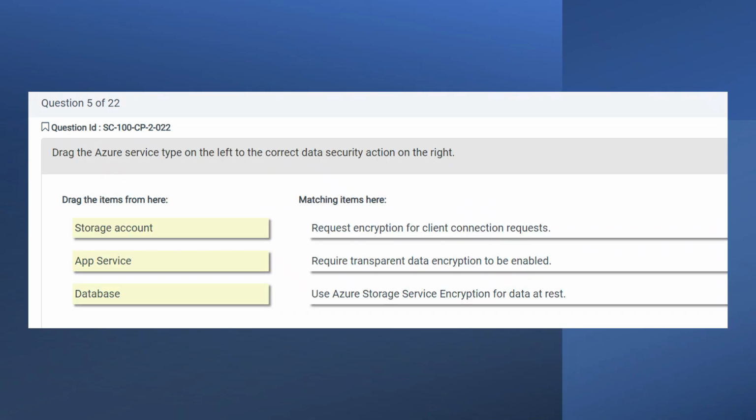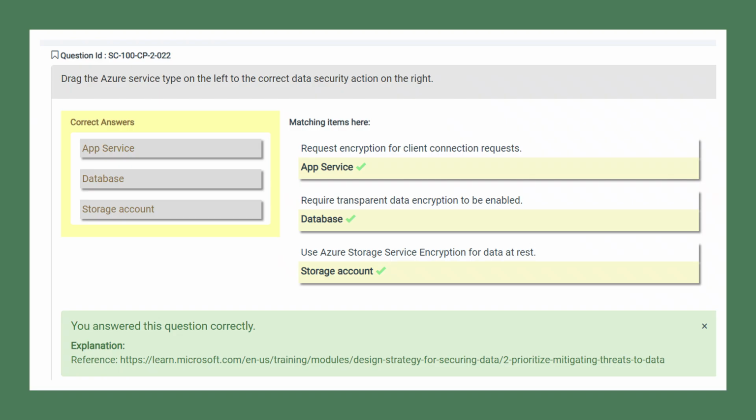Question 5. Drag the Azure service type on the left to the correct data security action on the right. App service, request encryption for client connection requests. Database, require transparent data encryption to be enabled. A storage account, use Azure Storage Service Encryption for data at rest.